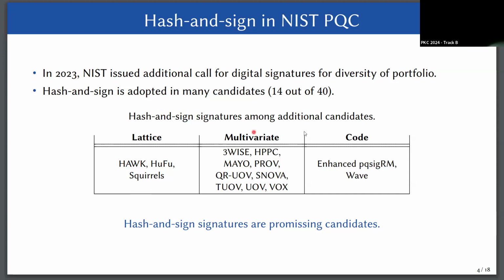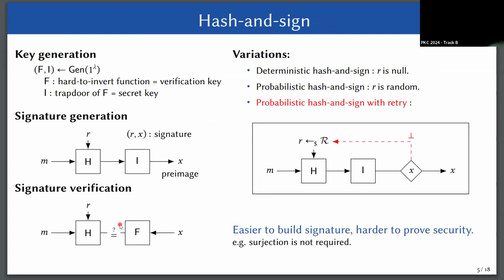Here's a list of Hash&Sign signatures. Lattice, multivariate, and code are well-studied areas in cryptography. So I guess Hash&Sign signatures must be promising candidates for this call. So what is Hash&Sign? I'd like to explain from the beginning.